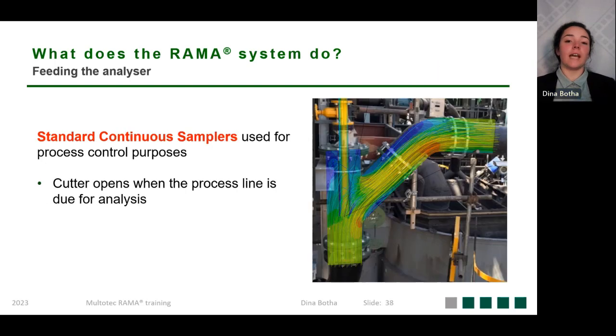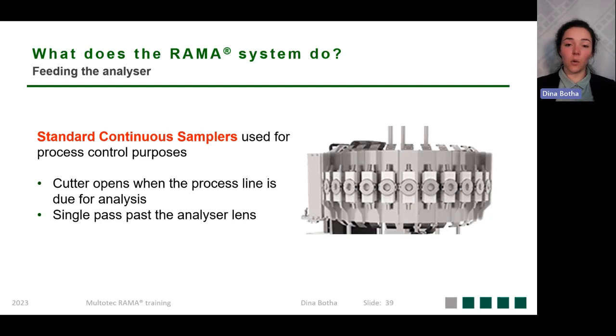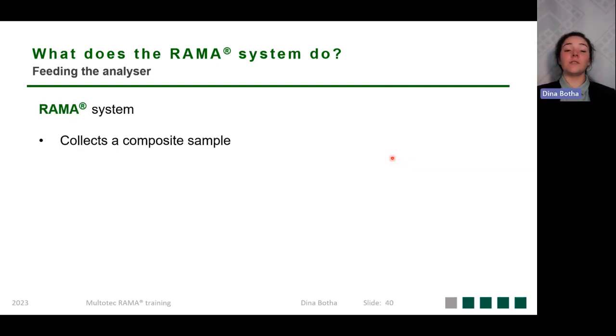When we look specifically at feeding the analyzer, standard continuous samplers open their process line only when it is due for analysis. And then suddenly you send this whole bunch of material past your analyzer only a single time, hoping that this analyzer can see each and every particle in that process stream in the few seconds or minutes that it has for the analysis. If we specifically look at feeding the analyzer, the RAMA system collects a composite sample.